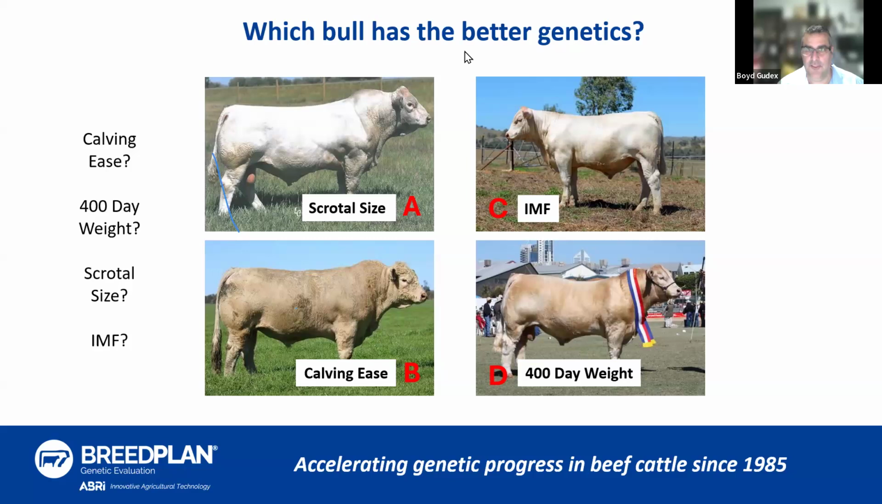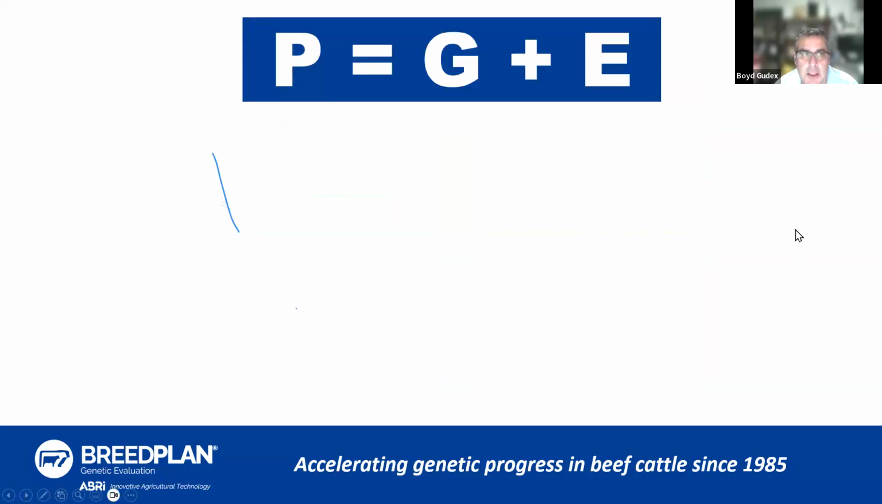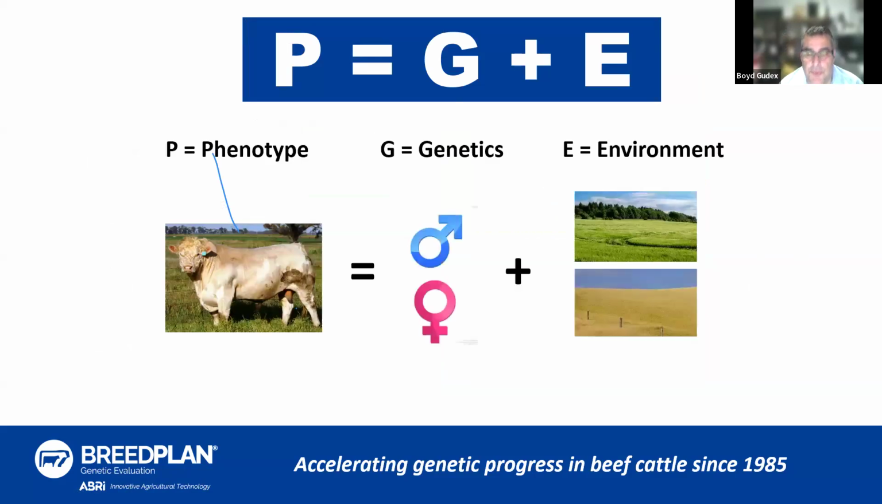So it's hard to tell, particularly from a single picture, to judge the genetic merit of an animal. And the reason for this is an equation that animal geneticists love to use, and I personally try to avoid it because I spent too much time as a geneticist and hate presenting equations. But P is for phenotype, G is for genetics plus environment. So what we see in an animal is its phenotype, and what we see in an animal is determined by both its genetics and the environment.